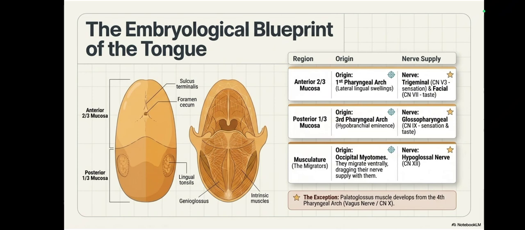Next is embryology of the tongue. The tongue's development is complex. While the mucosa comes from pharyngeal arches, the musculature, with the exception of palatoglossus, develops from occipital myotomes. These cells migrate into the mouth, dragging the hypoglossal nerve, the 12th cranial nerve, along as their motor supply.